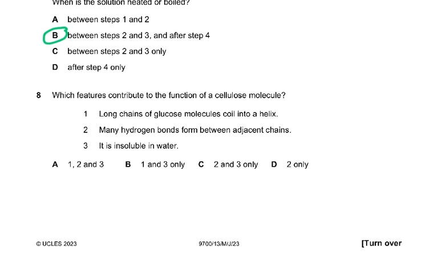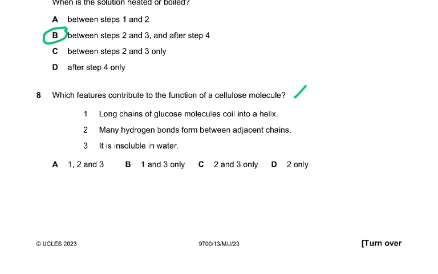Then question number 8, which features contribute to the function of a cellulose molecule? Cellulose is a cell wall. It's very, very rigid. It prevents the cell from bursting. Long chains of glucose molecules into a helix. Many hydrogen bonds form between adjacent chains. It is insoluble in water.